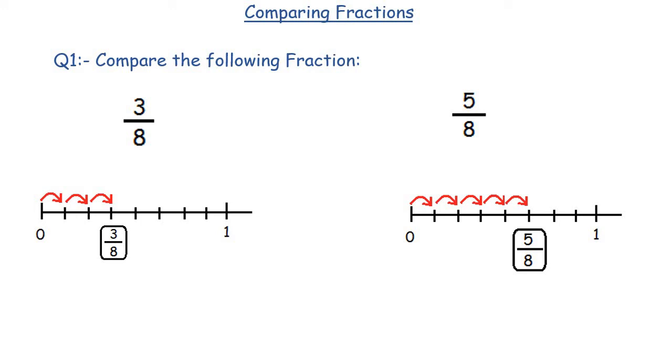Okay, so now when you look at the number line, the number of jumps shows the number of the numerator. What is the numerator? And the number of pieces in all is the denominator. Okay, so the denominators are the same. So we look at the numerator. Which numerator is the biggest? We have 5/5, so we can say that 5/5 is bigger than 3/8.